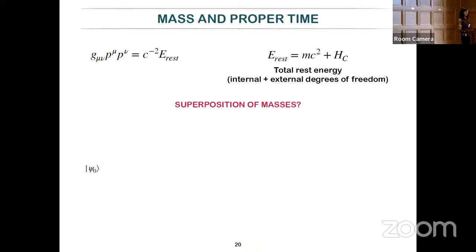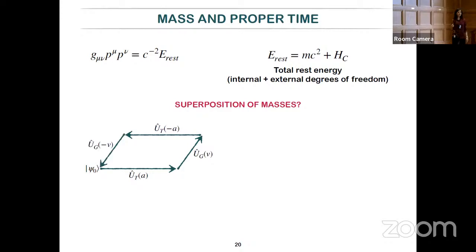So imagine you start from a state psi zero, any arbitrary state, and then what I'm going to do now is a cyclic transformation to go back to the initial state. So from psi zero, I apply a translation by A. Then I apply a Galilean boost by V. Then I translate back by minus A. And then I boost back by minus V. So this is a cyclic transformation.